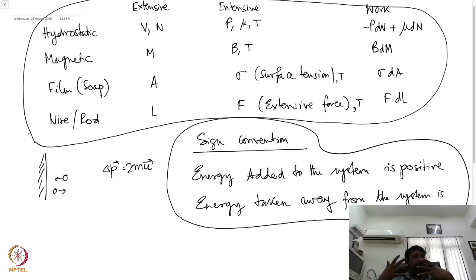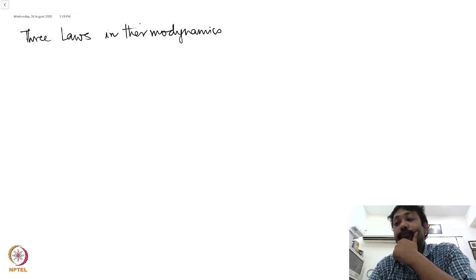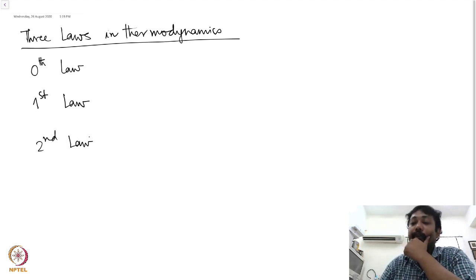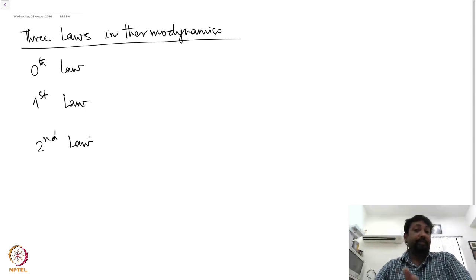This is fine. So now that we have understood how to identify the relevant thermodynamic variables given an arbitrary system, where do we go from here? Let's say that there are three sacred laws. Well, actually there are four of them. There are three laws in thermodynamics which you have done, the zeroth law, the first law, and the second law. This is the guiding principle of thermodynamics.